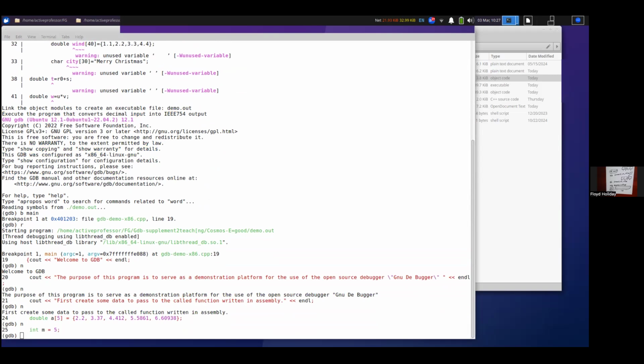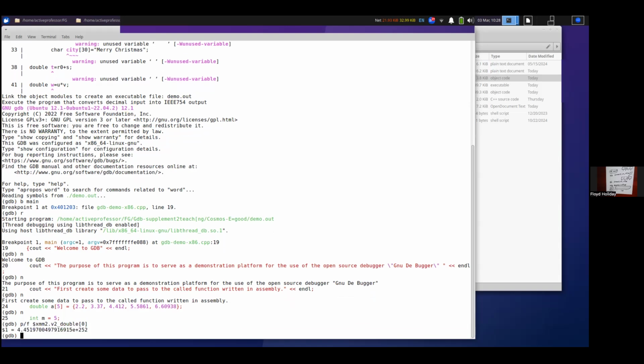Anyway, we're interested in XMMs. Let's try p/f $xmm2.v2_double, and we'll put an index with it. That's a very huge number. You see the mantissa there times 10 raised to the 252. So it has 252 decimal digits in this float number.